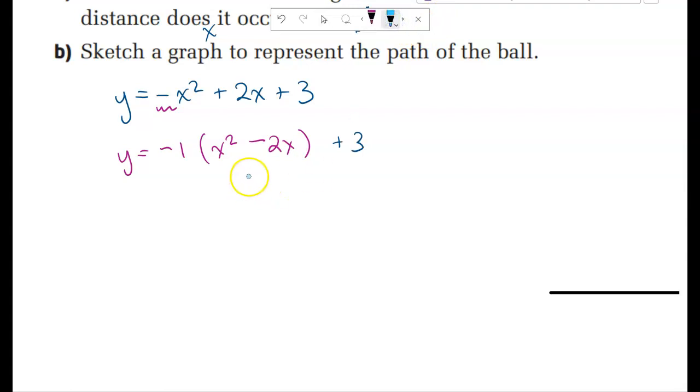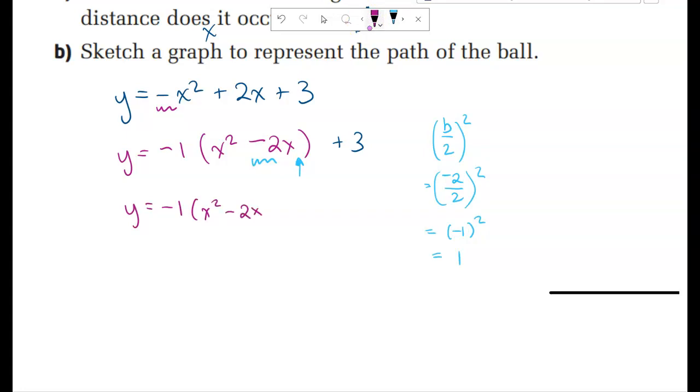And now that I have the a value equal to 1, I can use this b value and find out how much I need to complete the square, if you recall the diagram we've been using. So I take my negative 2 as my b, divide that by 2, which equals negative 1, and then I square it, which means that I need to add and subtract 1 in the equation in order to create a perfect square. So I'm going to write out y equals negative 1 times x squared minus 2x. Now I'm going to add the 1 and subtract the 1 because I don't want to change the equation. And then I just leave the positive 3 at the end.